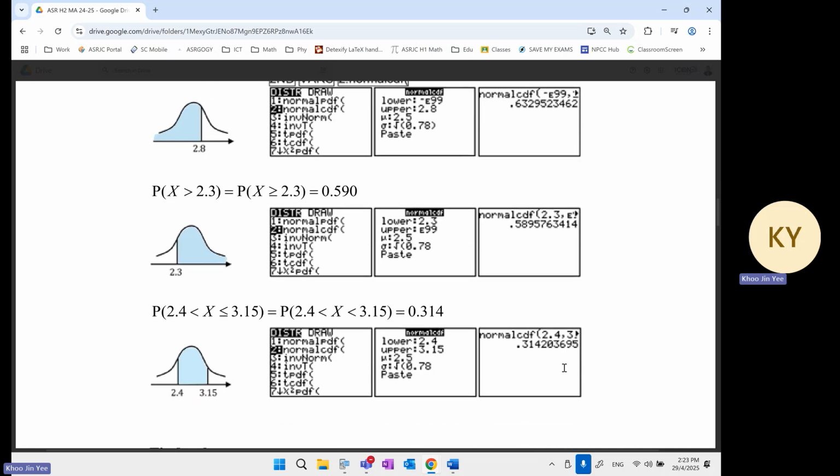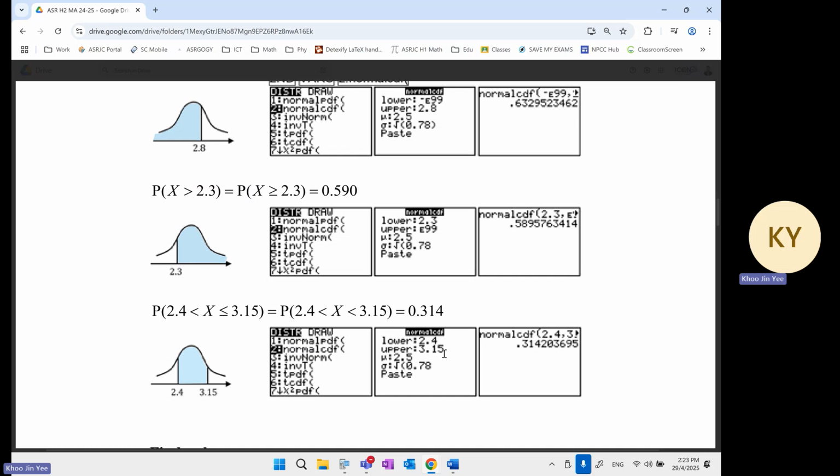Next, let's say it's between 2.4 to 3.15, equal or not equal doesn't matter. For the lower and upper you can put in 2.4 and 3.15 already. So very, very straightforward. This process will be extremely straightforward. So this is the forward process: finding the probability, given the details.